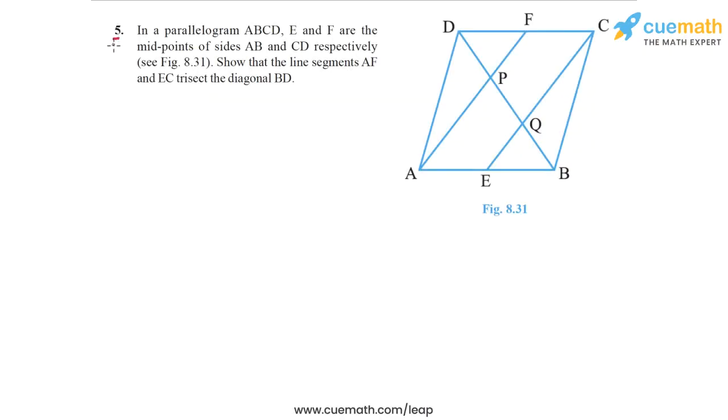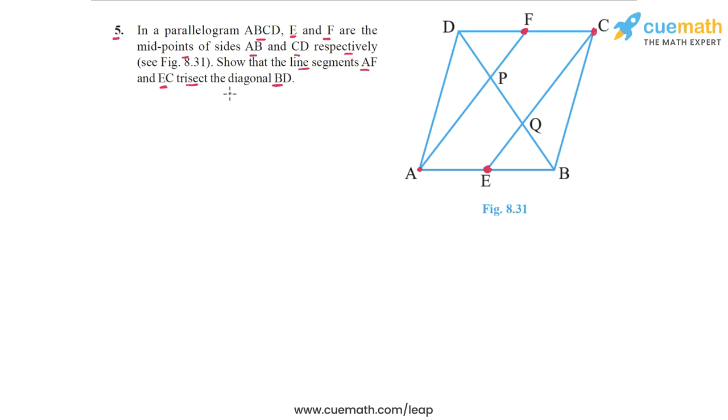Question 5 of this exercise is a very interesting, slightly tricky question. Here's what it says. In a parallelogram ABCD, E and F are the midpoints of sides AB and CD respectively. So E is the midpoint of AB and F is the midpoint of CD. Show that the line segments AF, so A is joined to F to get AF, and EC, so E is joined to C to get EC. Show that these two segments trisect the diagonal BD.